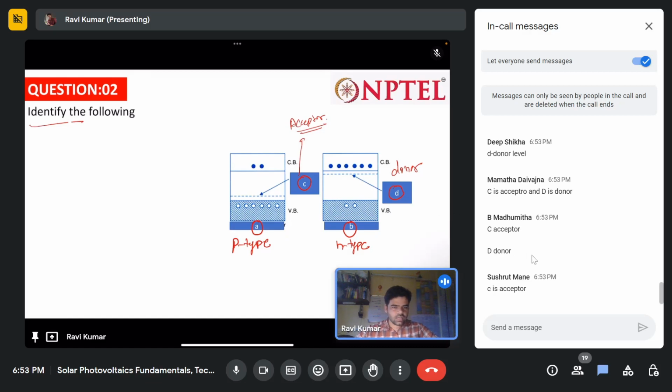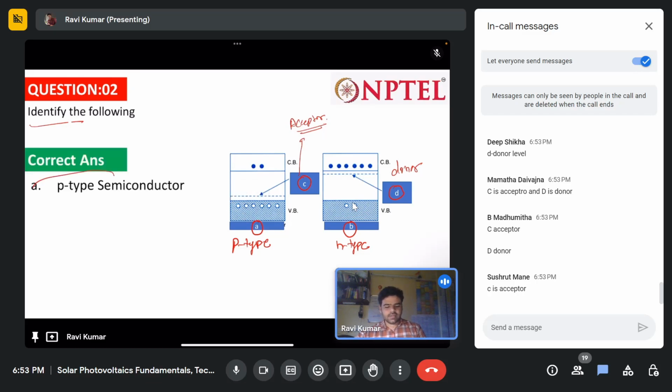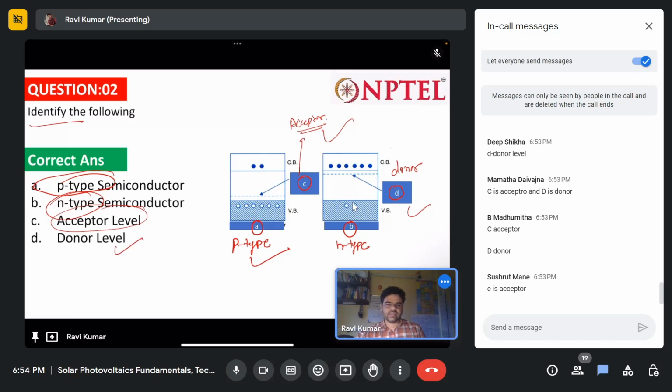Srustmane, B, Madhumita. Okay, let's see. Correct answer: A is P type semiconductor. Yes, you are right. B is N type semiconductor. Yes, you are right. C is acceptor level. Yes, absolutely right. Madhumita and Mamta and Srustmane. And D is donor level. Yes, absolutely correct.